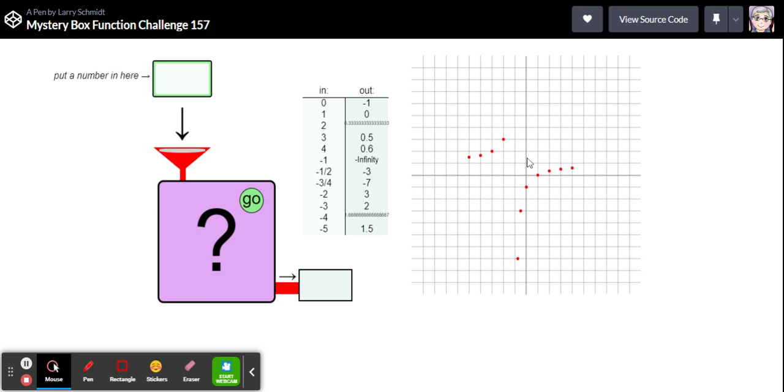I'm going to try some points between -1 and -2. So -1.5, and maybe -1 3/4. Okay, so I think we have a good shape here, and we can probably do some thinking about this now.